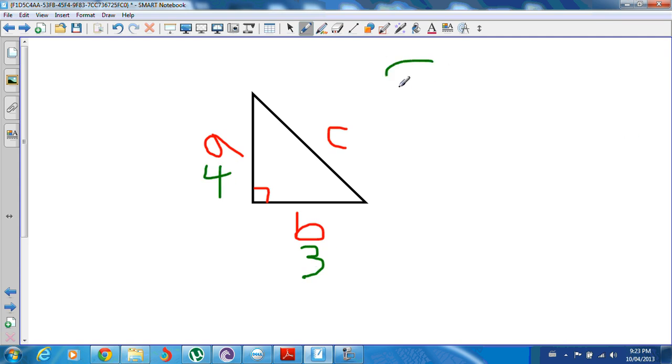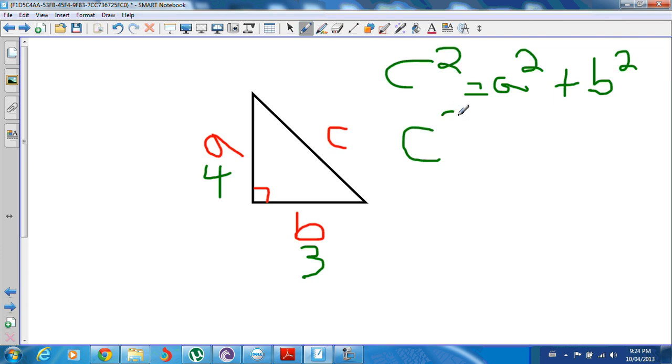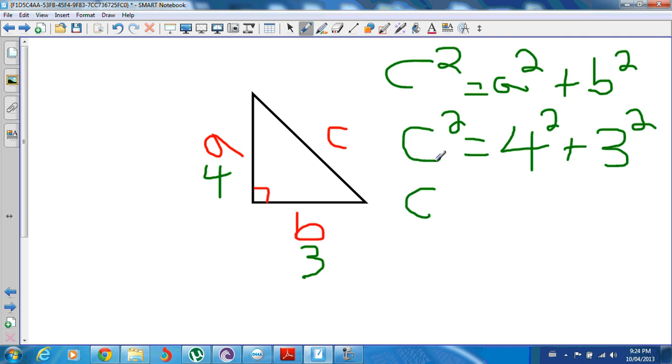So let's use our formula: c squared equals a squared plus b squared. Well, we don't know what C is, so we're going to leave it as C squared. Do we know what A is? Sure do. It's 4. So we're going to have 4 squared plus, what is B? Well, B equals 3. So it's going to be 3 squared. Okay, so I'll rewrite C squared just so I don't forget to write it.